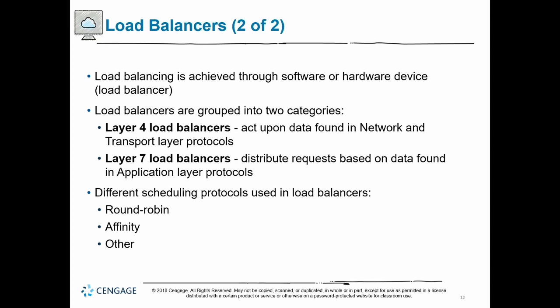Load balancers are grouped into two categories essentially: layer 4, which works on the network and transport layers, and layer 7, which works on the application layer. And different scheduling protocols are used in load balancing: round robin, affinity, and then some other types. Round robin is, they take turns.